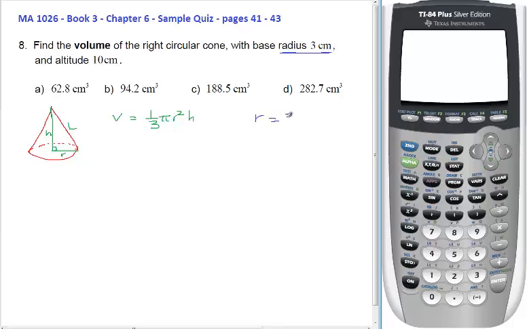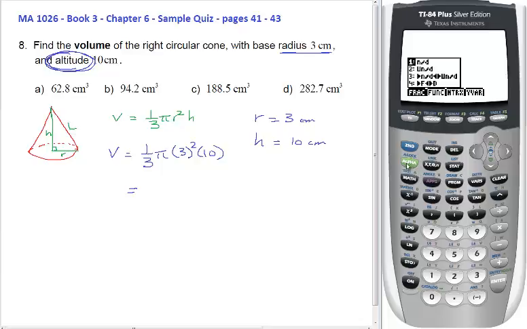Radius is 3 centimeters, and the altitude, which means a perpendicular height, right, which is the one we need, is 10 centimeters. Okay, so the volume here is simply now a calculator problem. 1/3 pi times 3 squared times 10. So putting that in our calculator. Now, if you want to put 1/3 in as a fraction, the shortcut to the fraction window is alpha y equals. So alpha, the green button, y equals, brings you to your fraction window.